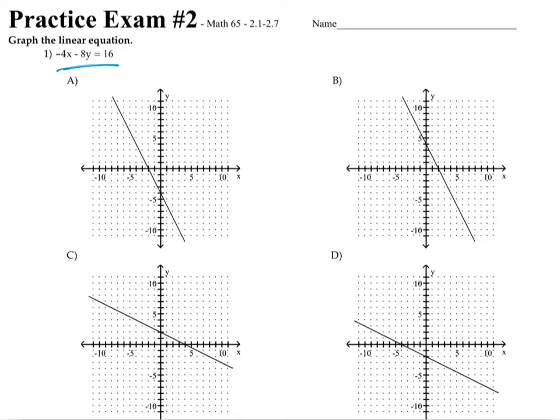Let me get that over here. Minus 4x minus 8y equals 16. And graph it. What do we do? Good memory. Yeah. So first step, let me write over here. First step, get y alone. Yeah, got to get y alone, exactly.